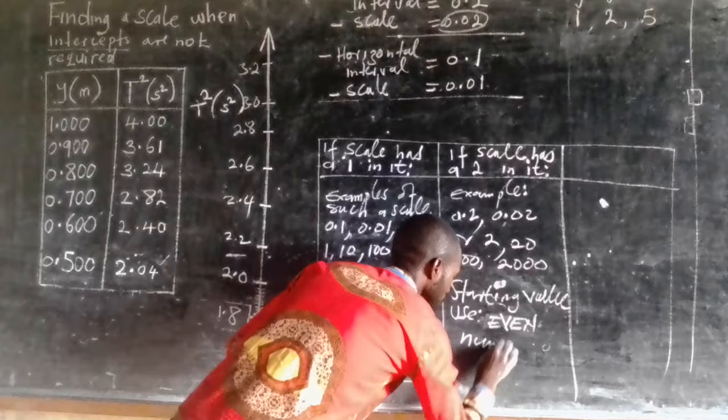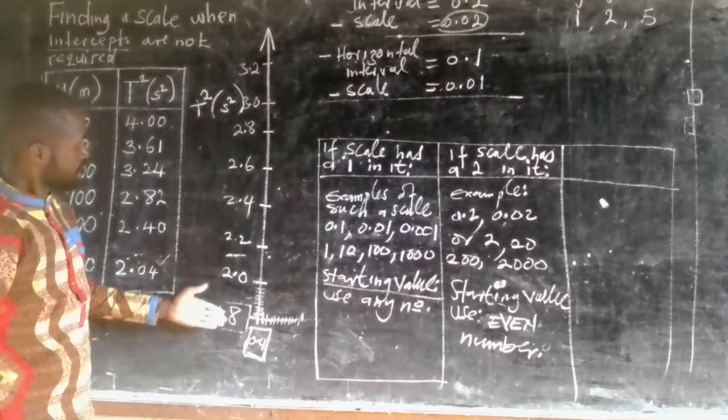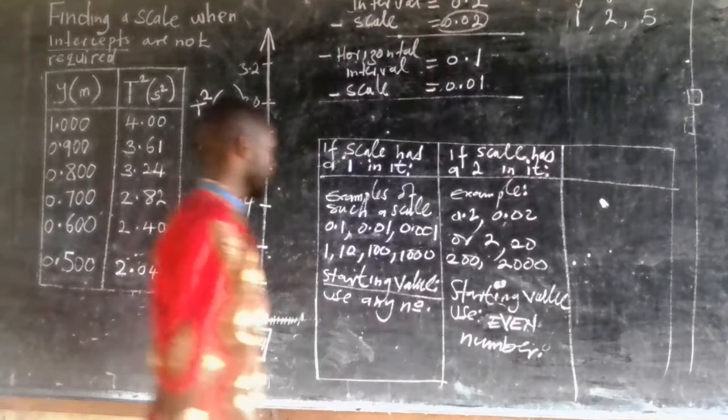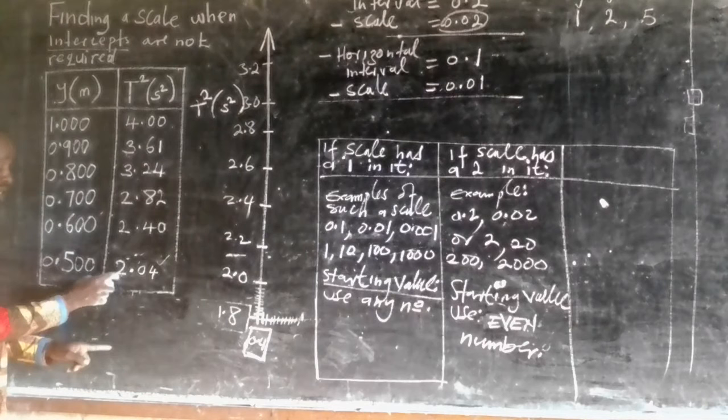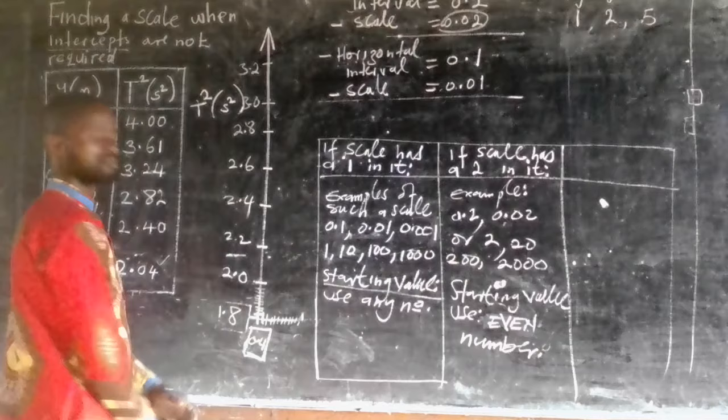Like for example, my scale here. My scale on the vertical has a 2 in it. So my starting value must be an even number. You can see 1.8 is an even number. But this starting point still must be smaller than this one within this column. It must be smaller than this, but since my scale had a 2 in it, this number must be an even number. It works.